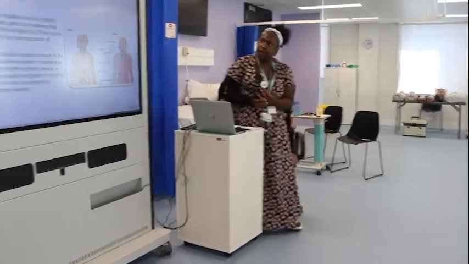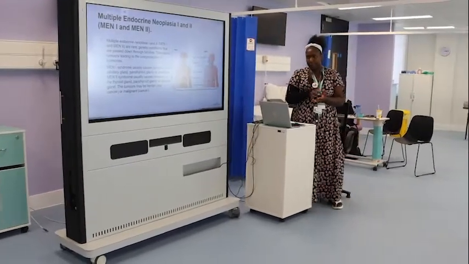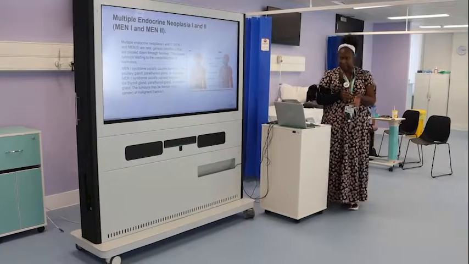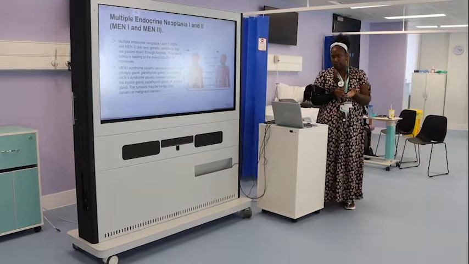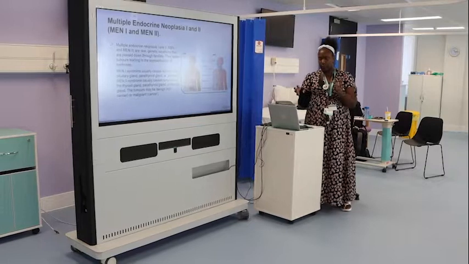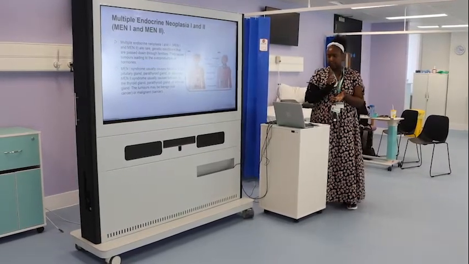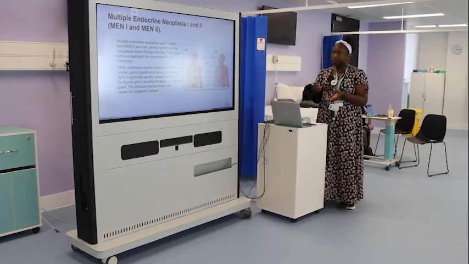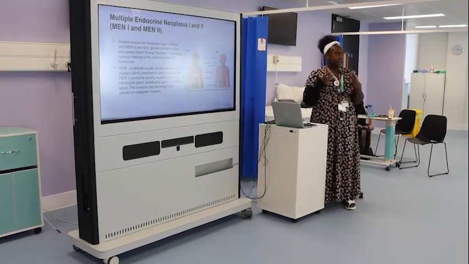Okay, and then you have multiple endocrine neoplasia. This is a very rare genetic condition, and this is passed down through families, and it can cause tumours leading to the overproduction of hormones. This usually causes tumours on the pituitary gland, parathyroid or pancreas, and the tumours are usually benign, but they can sometimes be cancerous. They can just develop spontaneously.